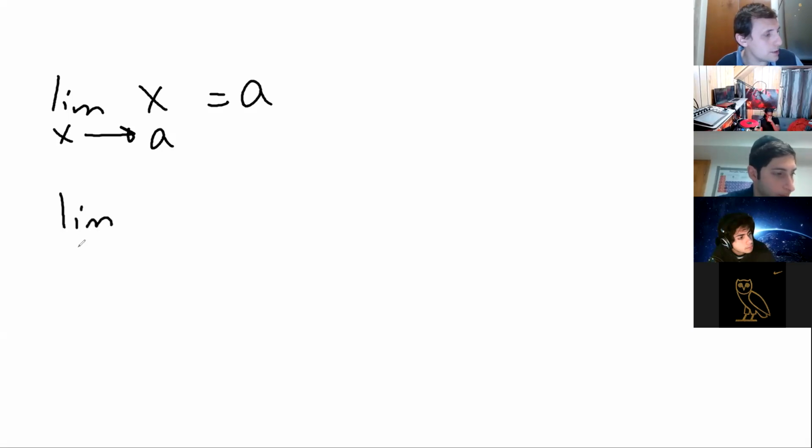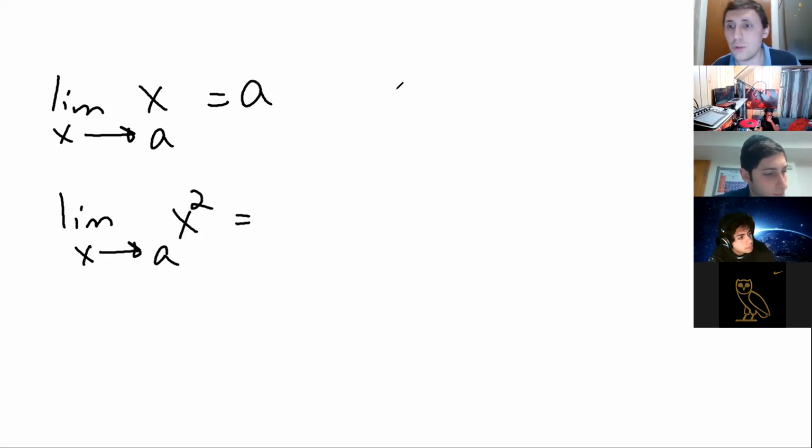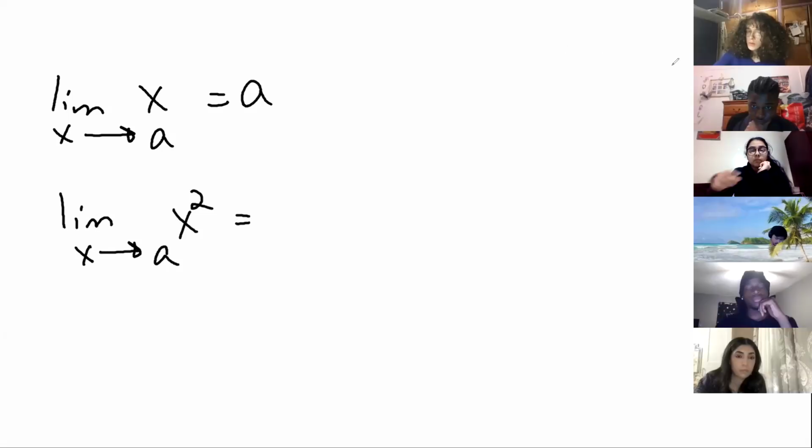Now help me understand this, guys. What do you think is the limit as x goes to a of x squared? Right? And we are trying to use limit laws. Okay, so limit laws, because those are the things that if you justify, you know you're correct. It's not just intuition, it's not just your belief, but obviously true. a squared.